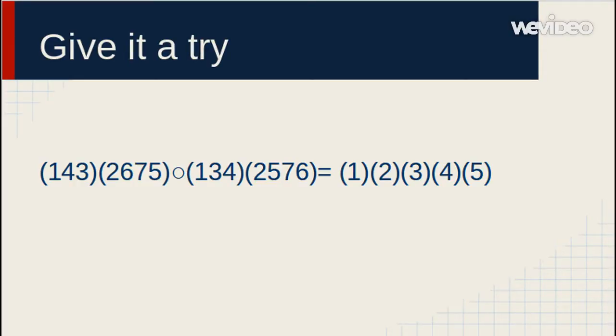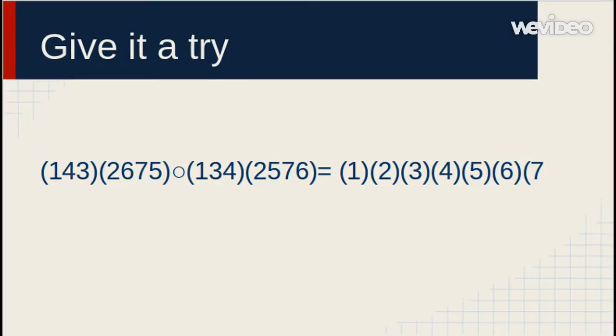Now, let's try 6. Well, 6 on the inside permutation goes to 2, and on the outside permutation, 2 goes to 6. So 6 also goes to itself. Well, we only have 7 left, so let's try 7. Well, on the inside permutation, 7 goes to 6, and on the outside permutation, 6 goes to 7. So 7 also goes to itself. So these two permutations are actually inverses of each other. So therefore, when composed with each other, they go back to the identity.